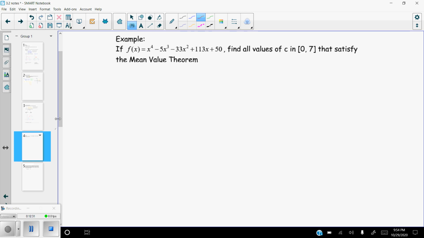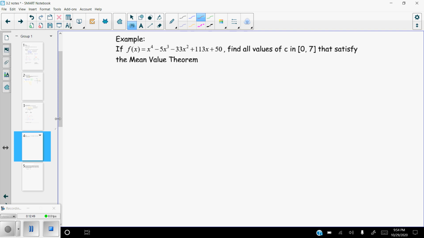So our example is, if f of x equals x to the fourth minus 5x cubed minus 33x squared plus 113x plus 50, long function. Find all the values of c in the interval from 0 to 7 that satisfy the mean value theorem.